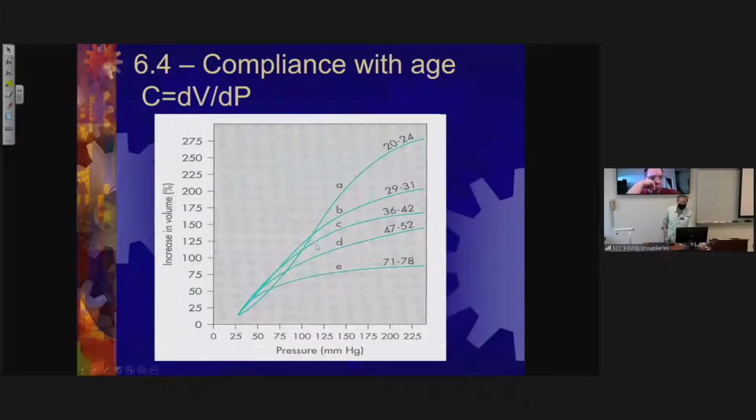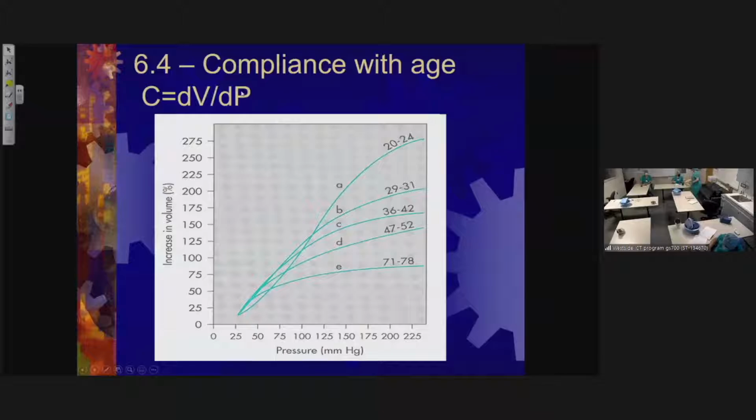This is an interesting graph. This has to do more with compliance of the artery. How much stretch is there in that aorta? And that's a relationship. This is a formula for it. I won't make you do any math on that, but essentially it's change in volume divided by change in pressure. So if you have more compliance, you can take more volume with the same amount of pressure change.